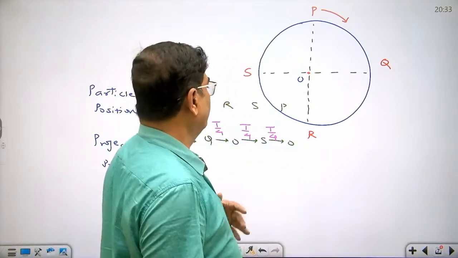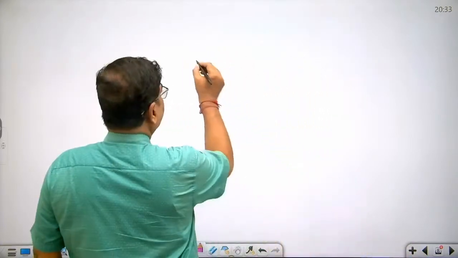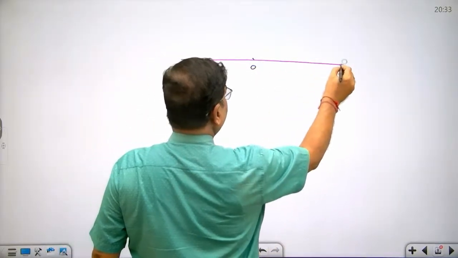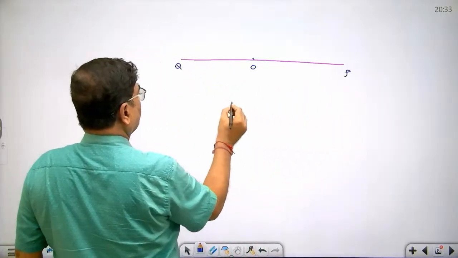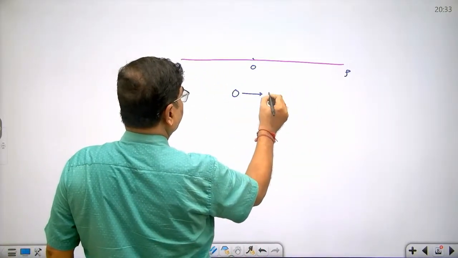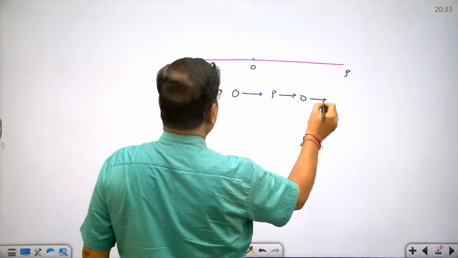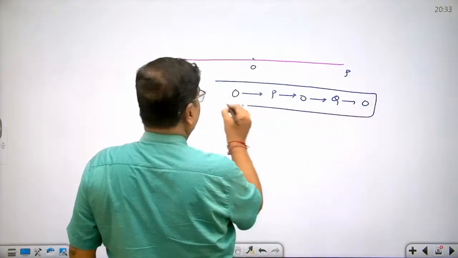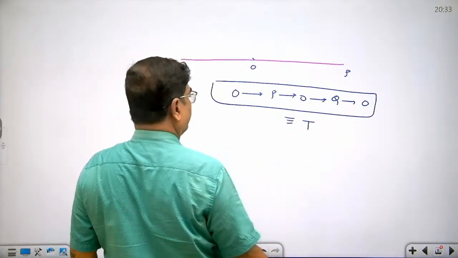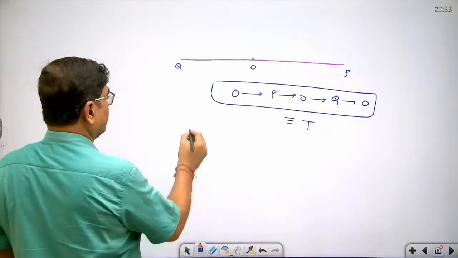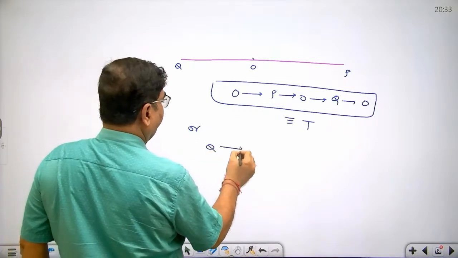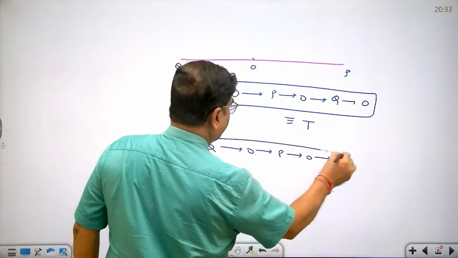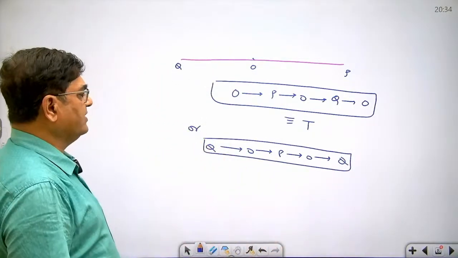Okay. So dear student, let's see once again the definition of time period in SHM. Suppose this is the mean position, this is the right extreme, and this is the left extreme. If the particle is moving from the mean position to the right extreme to the mean position, then from the mean position to the left extreme, then from the left extreme to the mean position, this is equal to the time period. Or you can say, if the particle is moving from the left extreme to O, O to P, P to O, and then O to Q, left extreme to right extreme, and then right extreme to left extreme, this is also the time period.